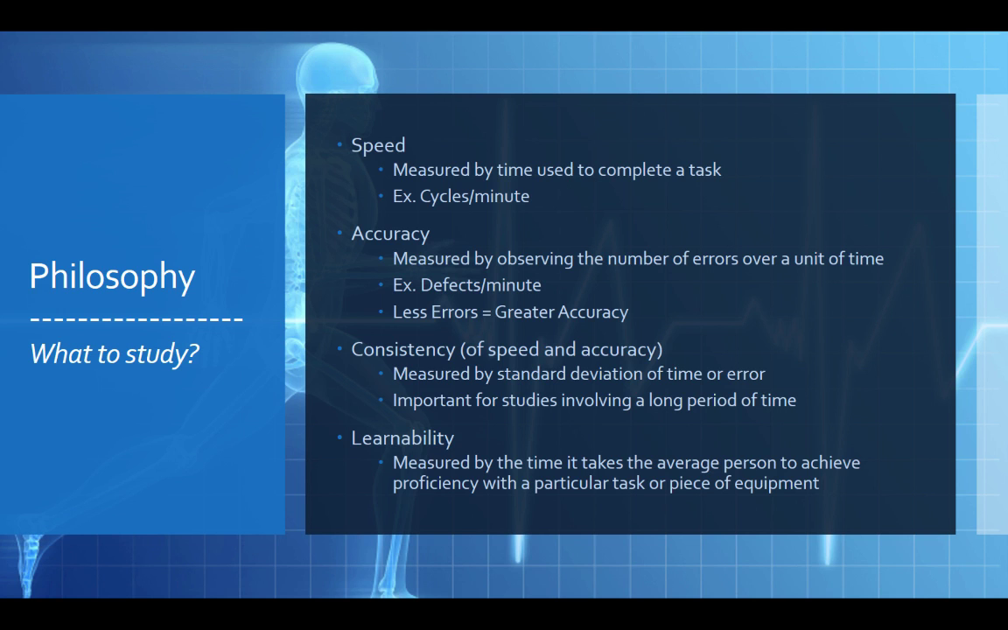The third aspect is consistency, and this deals with both speed and accuracy, and it's measured by the standard deviation of time to complete a task in the case of speed, and the standard deviation of error over a unit of time with accuracy. And the fourth aspect is learnability. Learnability is measured by the time it takes the average person to achieve proficiency with a particular task or piece of equipment. Basically, learnability is just how long it should take somebody on average to get familiar with a piece of equipment and be able to start using it efficiently or with a certain task.